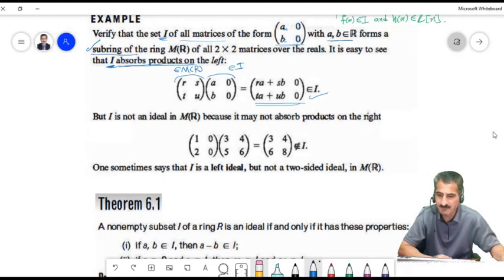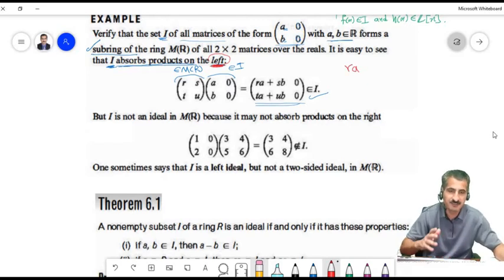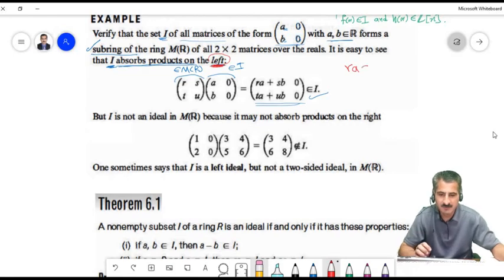Okay? But in here, what is interesting about this example, it says that it absorbs the product on the left. Okay? So that means in the definition we have R times E. So the element from the ring is to the left, stays in I. But in here down, it is not true that if we put the element of the ring to the right, then we will find that the result is not absorbed in I.